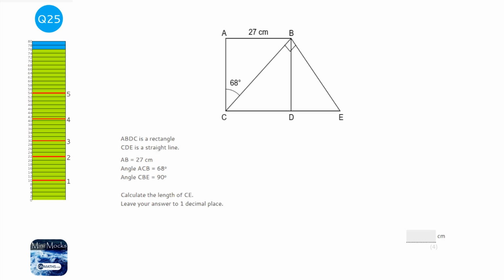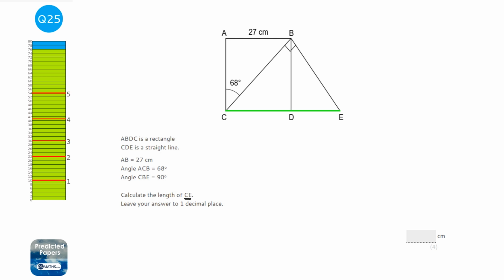Okay, so there's quite a few different ways you can do this question. I'm going to find out length CB, and then from that, find out length CE. So this question asks us for length CE. Now CE is the length that's shown at the bottom here. This is CE here. So that's the one we're trying to find. Now I'm going to first of all find out what CB is.